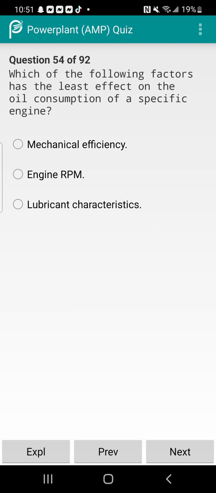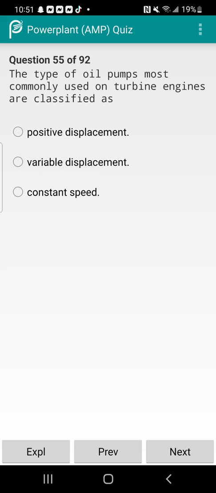Which of the following factors has the least effect on the oil consumption of a specific engine? Mechanical efficiency.